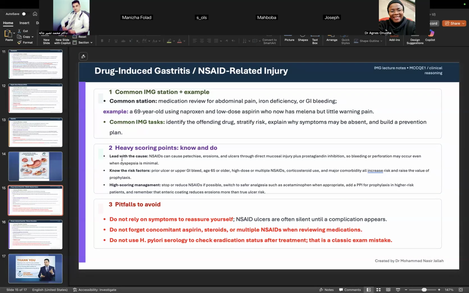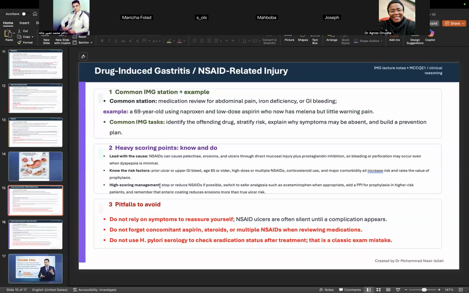Heavy scoring points. Lead with the cause. Non-steroidals can cause petechiae, erosion, and ulcer through direct mucosal injury plus prostaglandin inhibition. So bleeding or perforation may occur even when dyspepsia is minimal. Know the risk factors, which we know, right? GI bleeding history, older age, non-steroidals, aspirin, steroids, and other comorbid conditions.